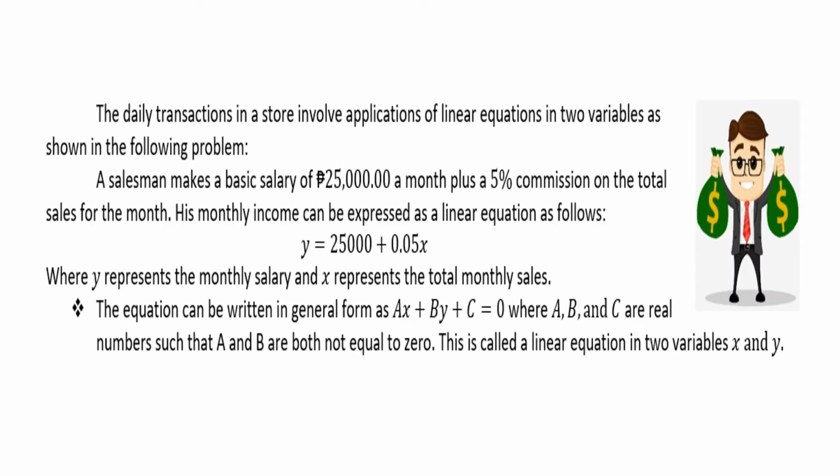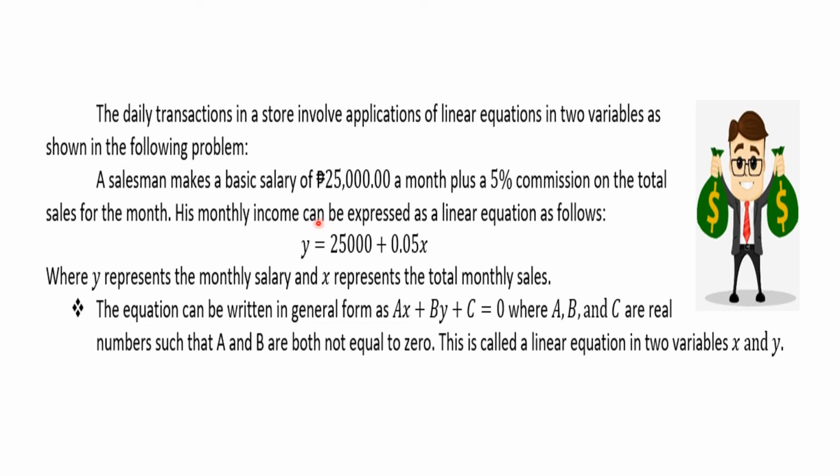So we have here an example. The daily transactions in a store involve applications of linear equations in two variables as shown in the problem. So we have here a problem. A salesman makes a basic salary of 25,000 a month plus a 5% commission on the total sales for the month. His monthly income can be expressed as a linear equation as follows.